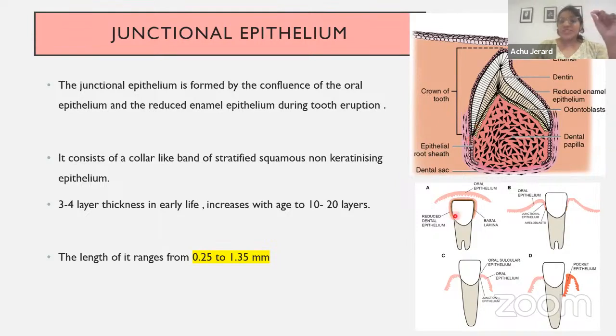So when a tooth is inside the jaw, before eruption, it is lined by reduced enamel epithelium, and then you have the oral epithelium. Once the tooth erupts into the oral cavity, this reduced enamel epithelium meets the oral epithelium, and at that point of confluence the junctional epithelium is formed. Initially it is 3 to 4 layers thick, and then gradually it progresses to 10 to 20. You should also know about the length of the junctional epithelium.